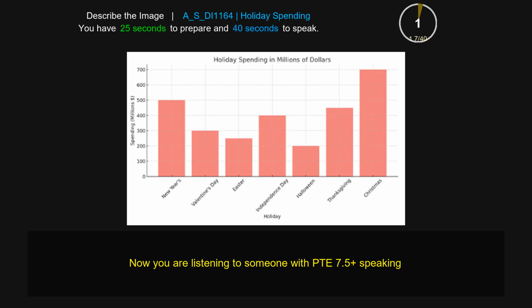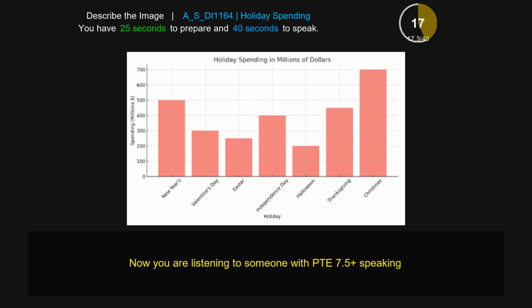The picture provided is a bar graph which depicts the holiday spendings in millions of dollars. The x-axis lists the different holidays such as New Year and Christmas, while the y-axis represents the spendings in millions, ranging from 0 to 700 millions.